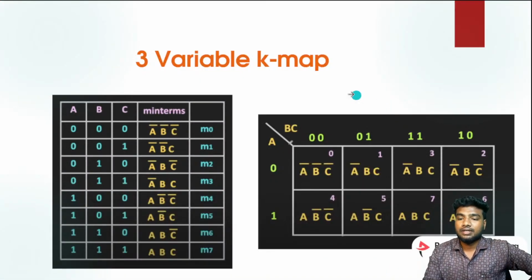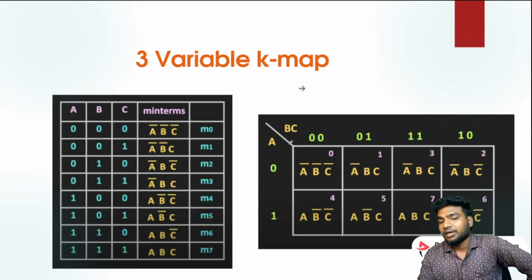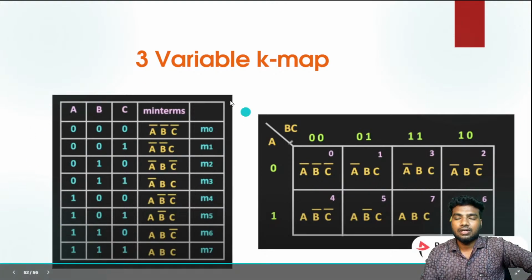And this is the creation of the three variable K-map. 2 power 3 means 8, so in total you have 8 min terms if you use three variables in your equation. If your inputs are 0 0 0, you can write a bar, b bar, c bar. So you just refer to this table.